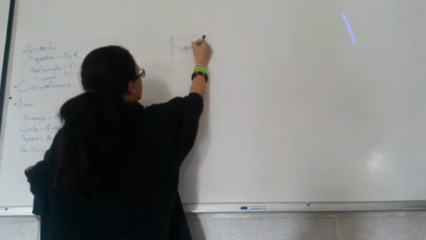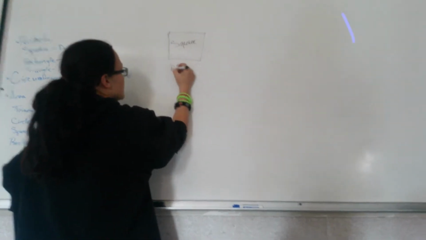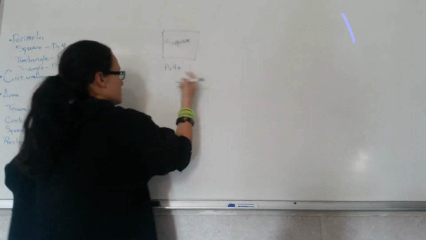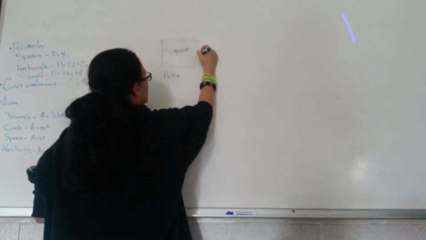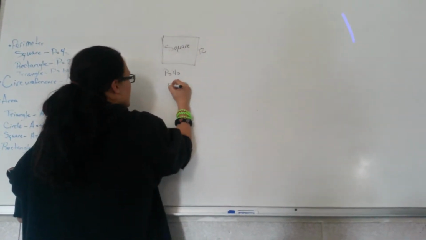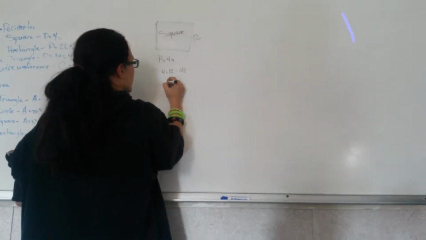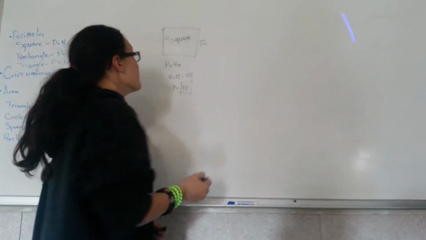I'm going to label it for you. And the formula is P, which is perimeter, equals 4S. S is the length of the sides, because a square has equal sides. Anyways, I'm going to choose 12, so it would be 4 times 12, and that equals 48. So P equals 48, and that is the perimeter of your square.